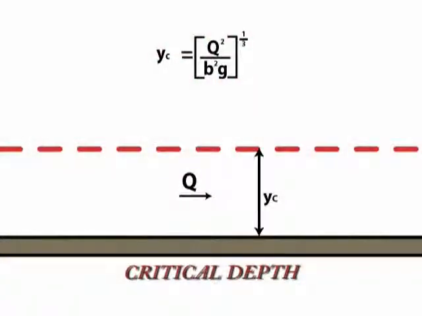The first important definition is critical depth. The critical depth represents the depth representing the minimum energy. Critical depth is dependent only on the flow rate and the geometry of the channel, as shown in the equation. Using the critical depth, we can classify the flow.